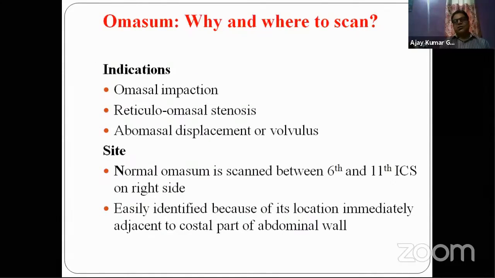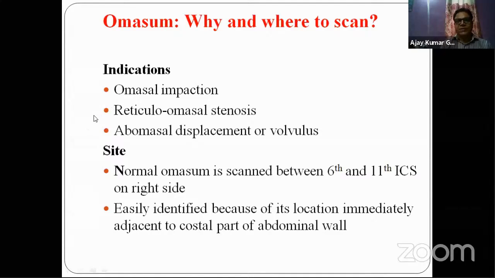Now, the next organ is the omasum. Why should it be scanned? It can be scanned for detecting omasal impaction, reticulo-omasal stenosis, abomasal displacement, or volvulus. But let me tell you that the changes observed in case of omasal affections are not as characteristic as they are in case of reticular affections. So there is very slight variation between the normal omasum and diseased omasum.